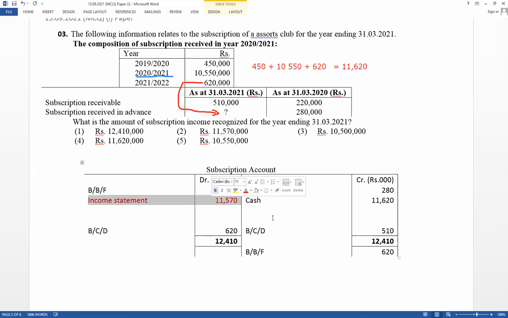Sometimes they ask in the paper, very important, this part. Sometimes they ask to recognize subscription income based on cash basis. This is the accrual basis recognized value. If they ask for subscription income based on cash basis, as subscription income you have to consider subscription received in cash during the accounting period. On a cash basis, subscription income is the subscription received during the accounting period. But this is the subscription income based on accrual basis. Normally, we have to prepare the subscription account on accrual basis. Therefore, try to recognize the difference between accrual basis and cash basis.